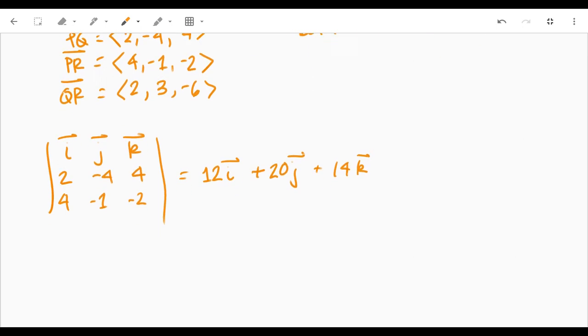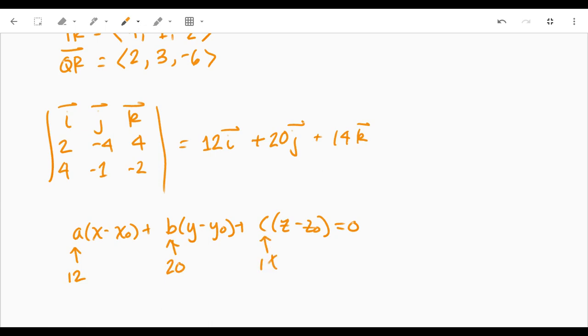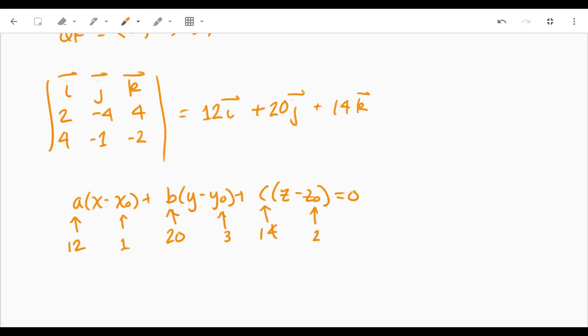Okay, so now what we can do is remember we will have a times x minus x naught plus b times y minus y naught plus c times z minus z naught equals 0. And for a, we have 12. For b, we have 20. And for c, we have 14. x naught, y naught, z naught can be any of our points. So if we just use point P, we've got 1, 3, 2.